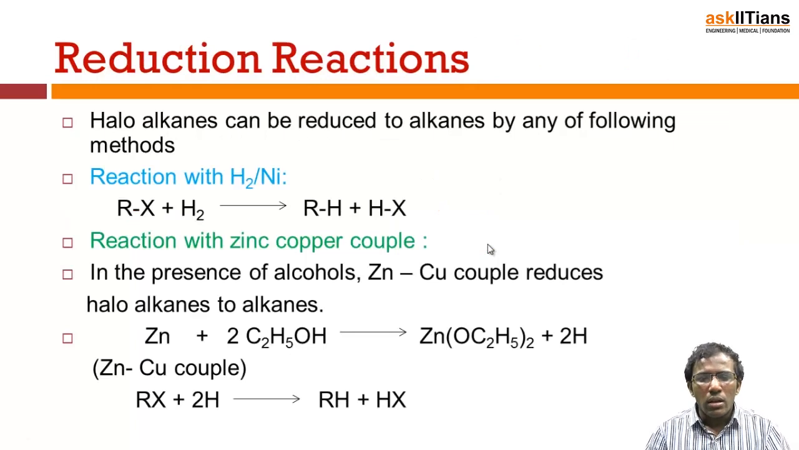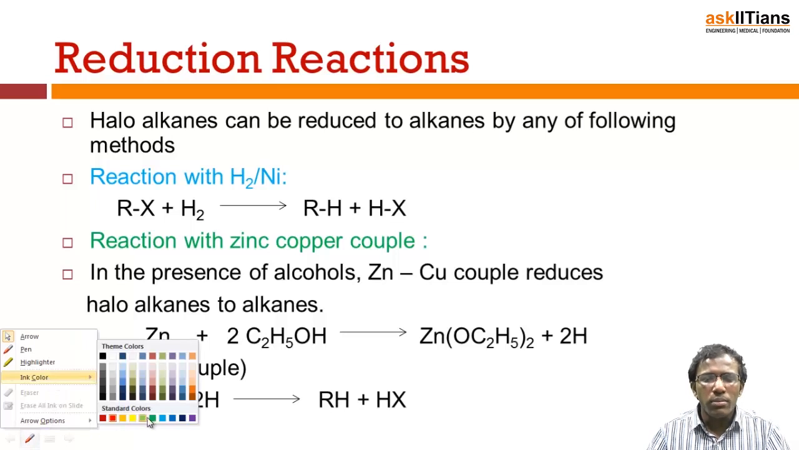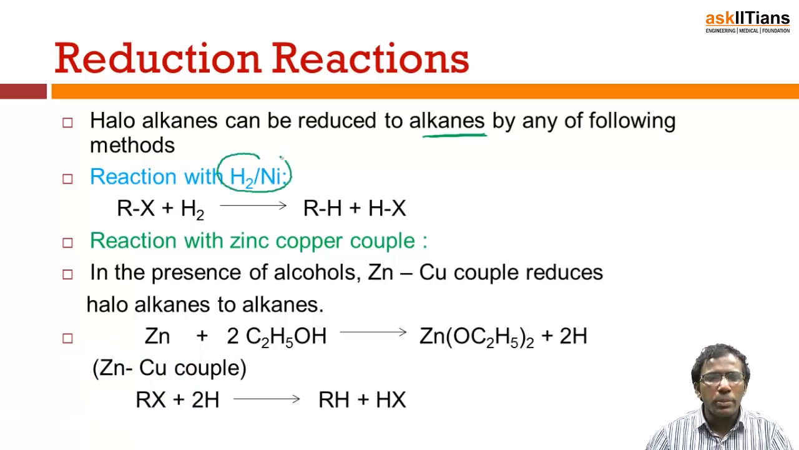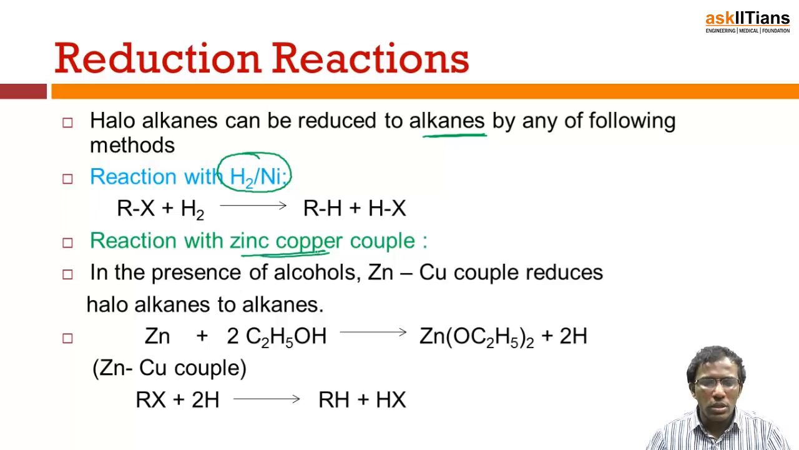And now we are going to discuss the reduction reactions. The haloalkanes, upon reduction, will form alkanes by either of the two following methods. One is by taking hydrogen in the presence of nickel. So this is one reducing agent, and the other is the reaction with zinc copper couple. So these two are the reduction reactions of alkyl halides. They yield alkanes as the product. So this is the simple reaction in fact.